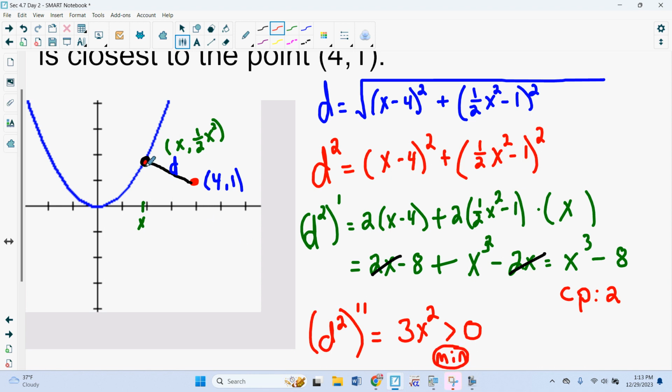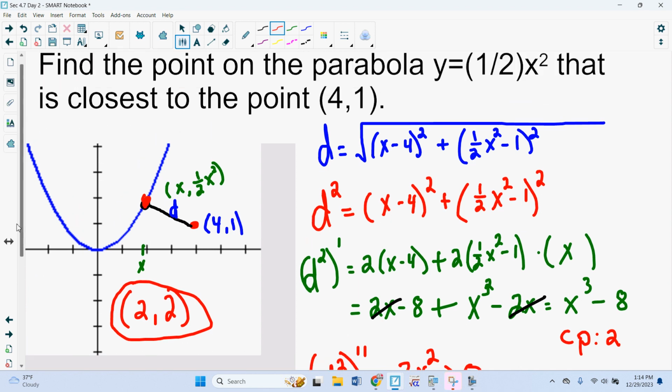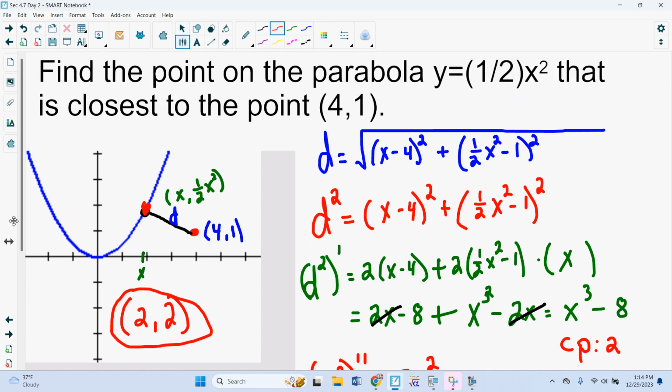So from over here, my x coordinate is 2. And then if you put 2 in there, 1/2 times 2 squared is 2. So from the graph, it looks like it's (2, 2). And then we just did the calculus to confirm that the closest point on the parabola from (4, 1) is the point (2, 2).